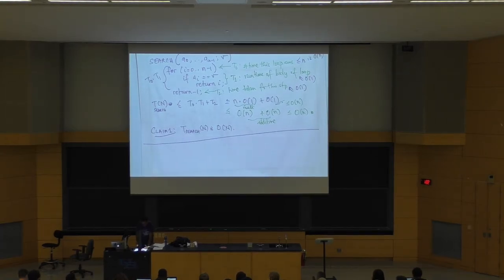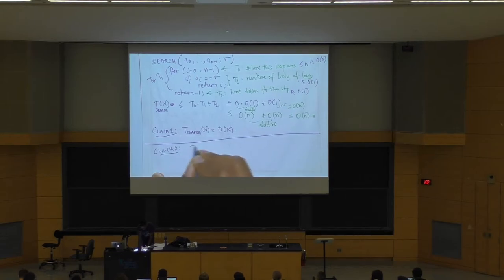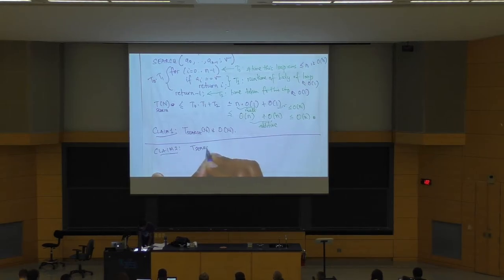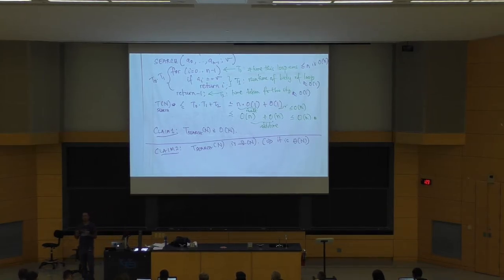All right, so what I'm going to argue is that you can actually even say that this runtime is omega of n. And note that this implies it is actually theta of n, because it's both big O and omega. So you want to prove that the worst case runtime of an algorithm, in this case the search algorithm, is omega n.